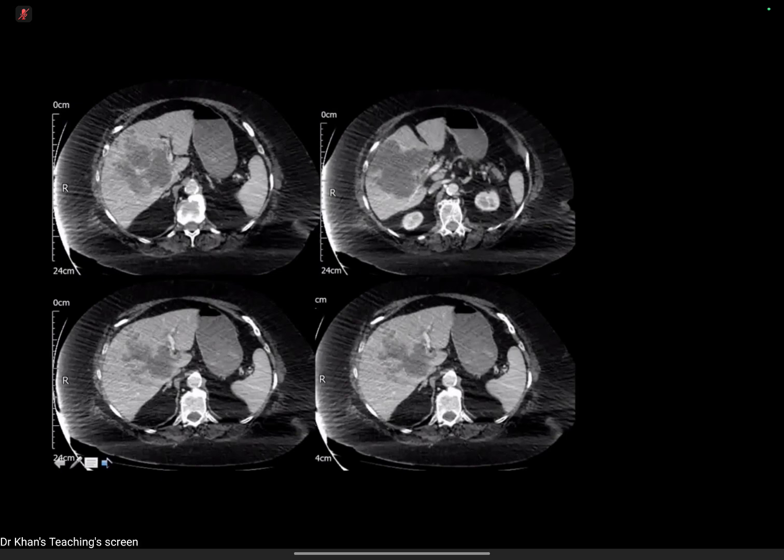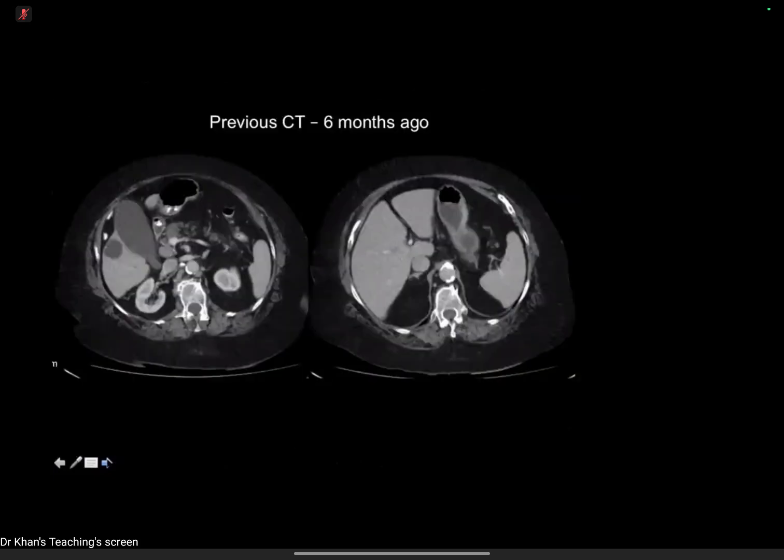However, these are quite suspicious looking lesions. I would definitely compare with the previous imaging, since the patient has had a carcinoma of the rectum, so there must be previous imaging. Previous imaging confirms that these are new. Good.